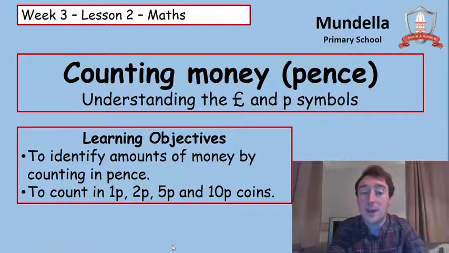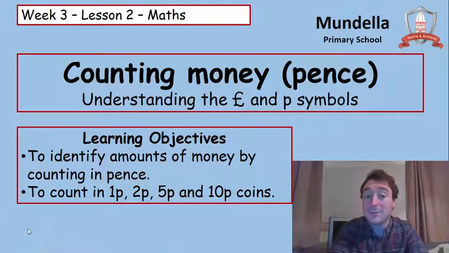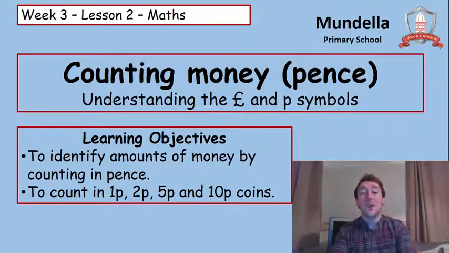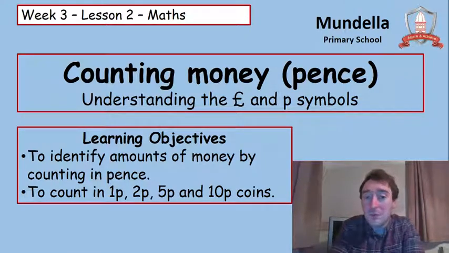So what I want you to do now is write down the date in the next space in your book and then write down the learning objective, LO, which is to identify amounts of money by counting in pence. And you'll need to underline that with your ruler so it looks nice in your book. So pause the video now, do that, and then unpause when you're ready to start today's lesson. We'll do that in 3, 2, 1.